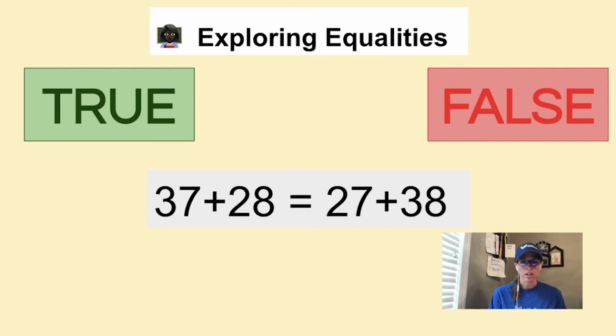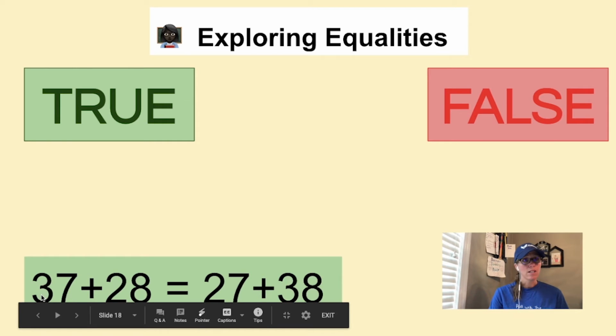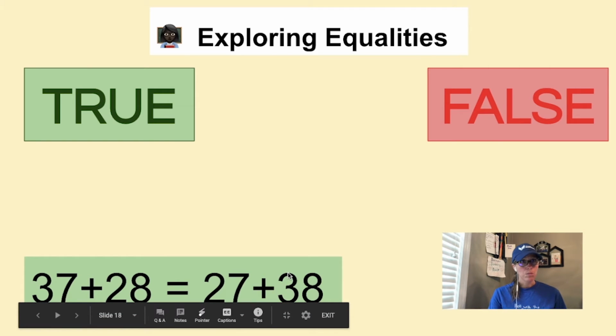Jog your brain on this one. 37 plus 28. Does that equal 27 plus 38? True or false? You got it. That one's true. 3 tens and 2 tens on the left side of the equation, 2 tens and 3 tens, they would be equal. 7 ones and 8 ones is also going to balance or be equal to 7 ones and 8 ones. So those are equal. That's a true equation.